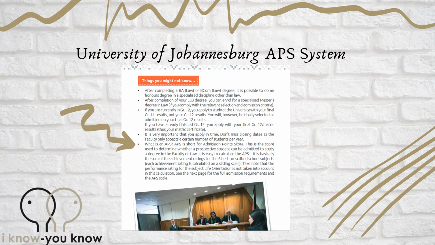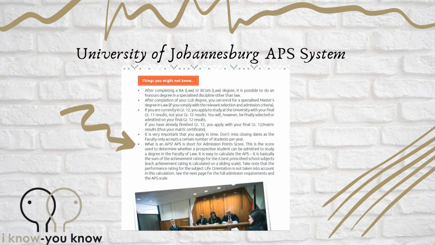The third example I've included is UJ. So this is specifically for law, and they tell you how they define APS: it's a score used to determine whether a prospective student can be admitted to study a degree in the Faculty of Law. It is easy to calculate the APS.